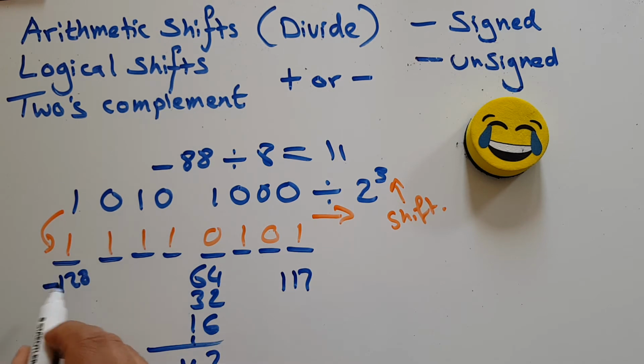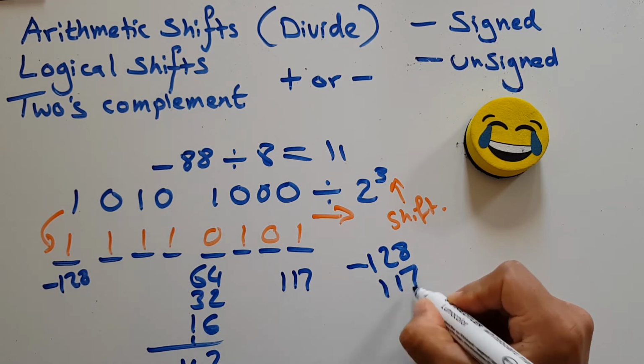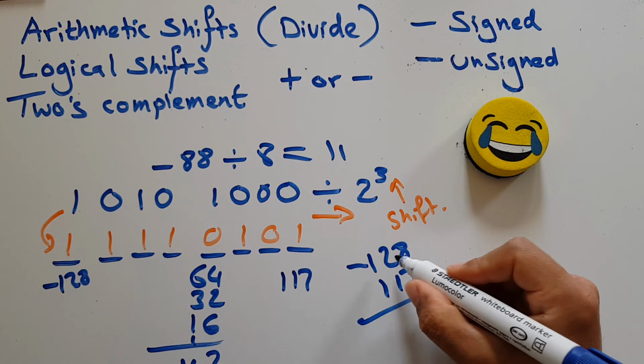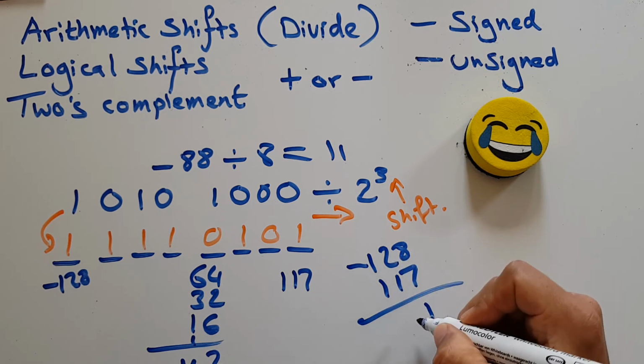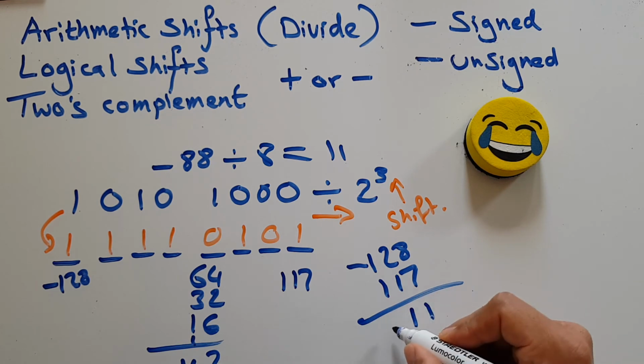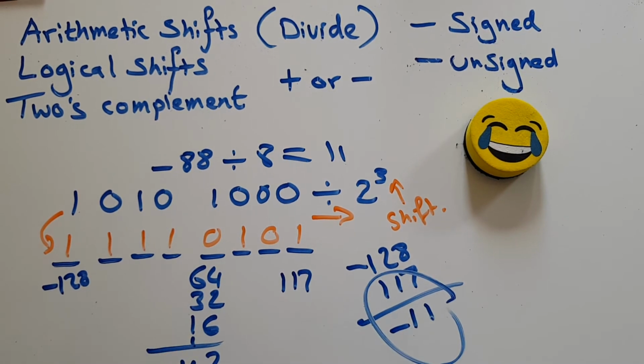That's fine. But I need to subtract that from 128. So I've got minus 128, take away the 117. I've got 8, take away the 7 leaves me with 1. I've got 2, take away the 1 leaves me with 1, and that leaves me with nothing. So I get 11. And obviously it's minus 11. So the answer is yes.